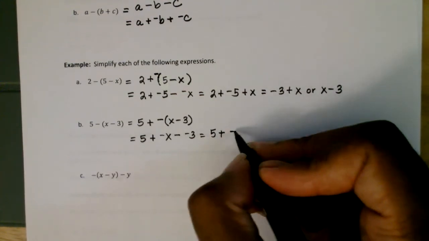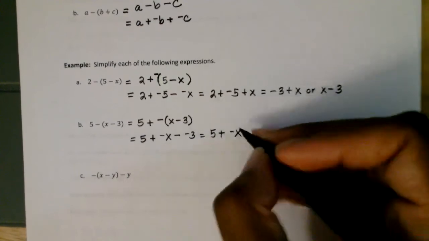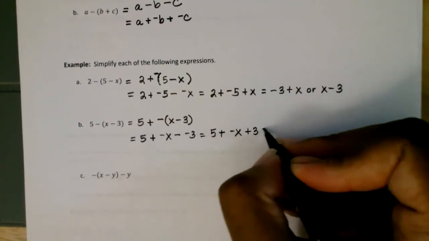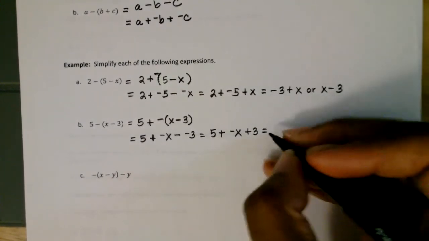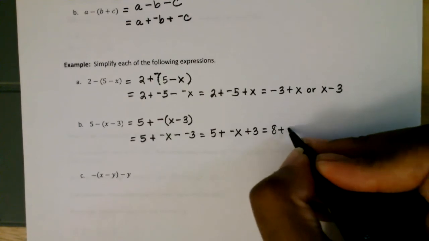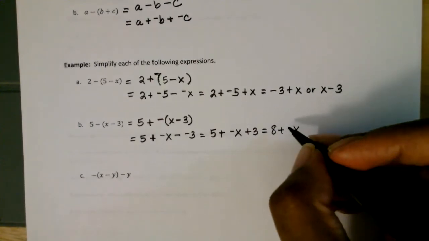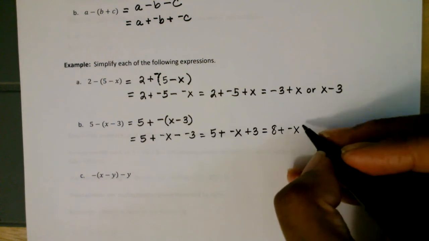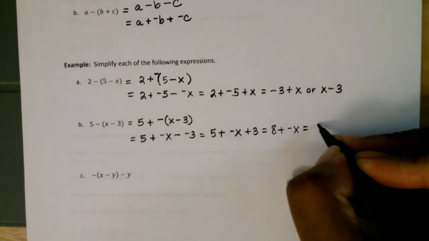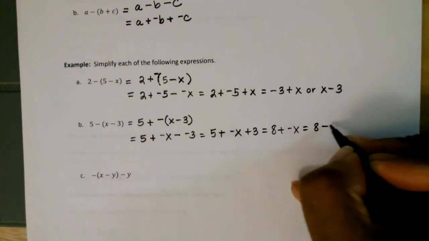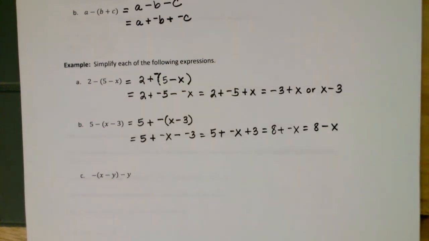Bring this over. Minus a negative 3 will be plus 3. Then if I add 5 plus 3, that will be 8 plus negative x, or we can say x minus 8. 8 minus x as the final answer.